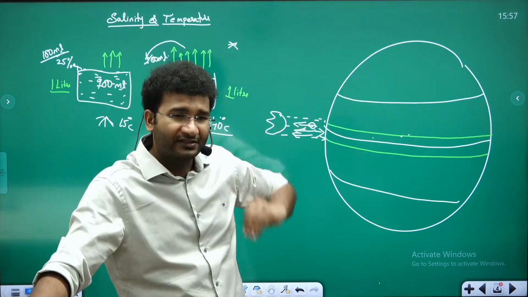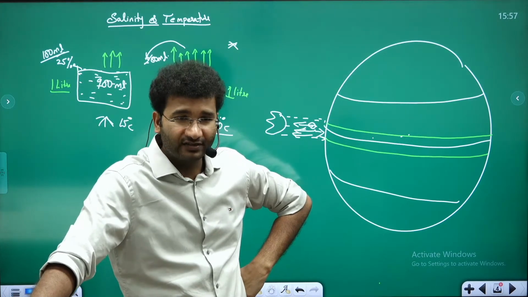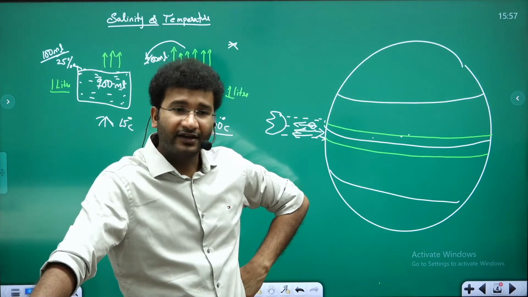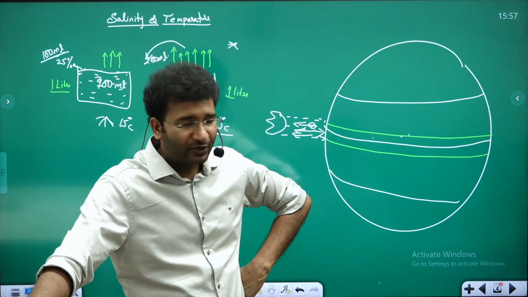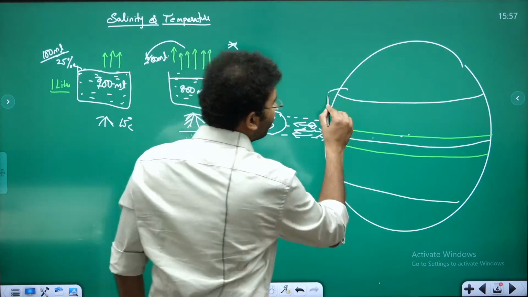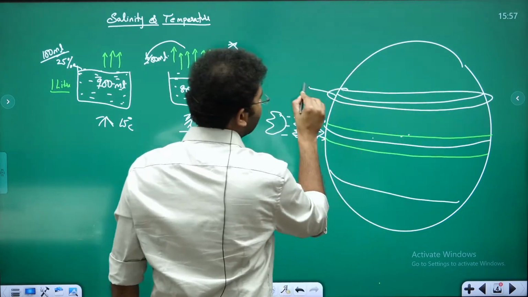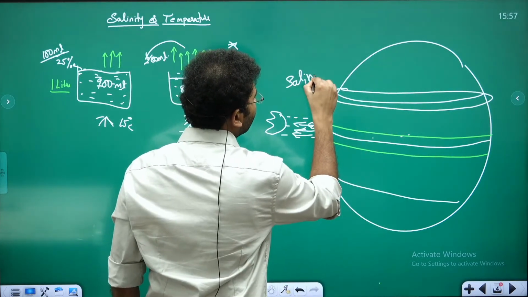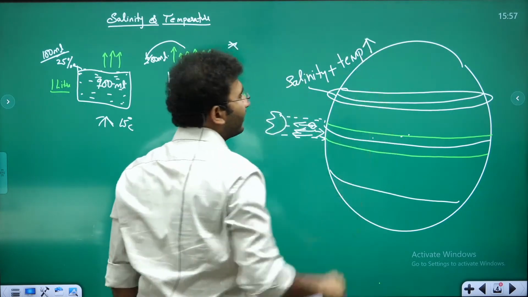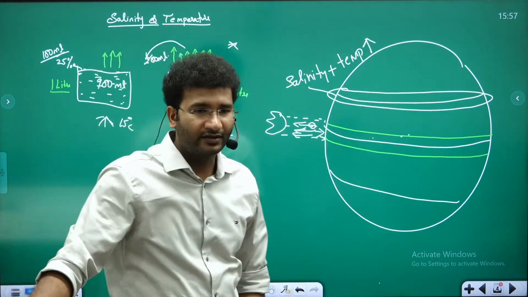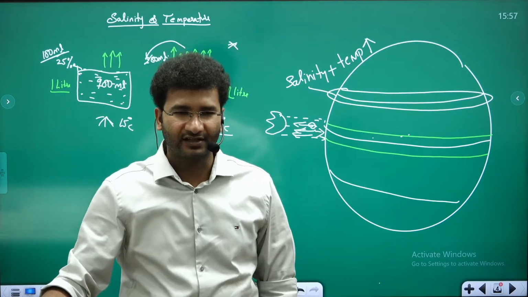But come to the tropics. Tropical area में wind is also present, very nicely present. Rate of evaporation is also high again. Why? Temperatures are present. So because of that, in this particular area, you will also see salinity plus temperature दोनों ज़्यादा है, right? Salinity and temperature ज़्यादा है.